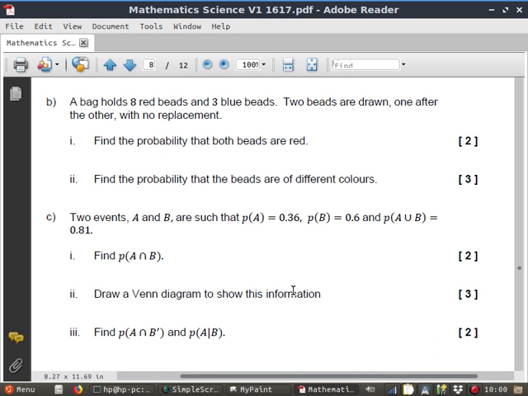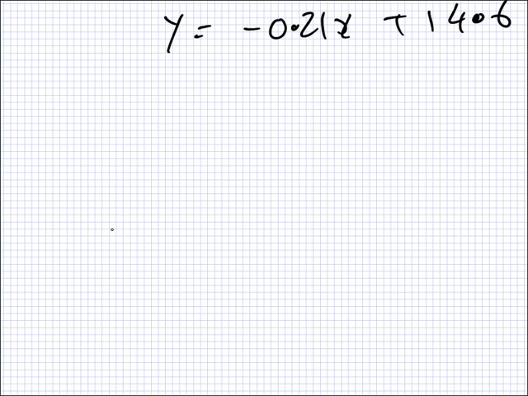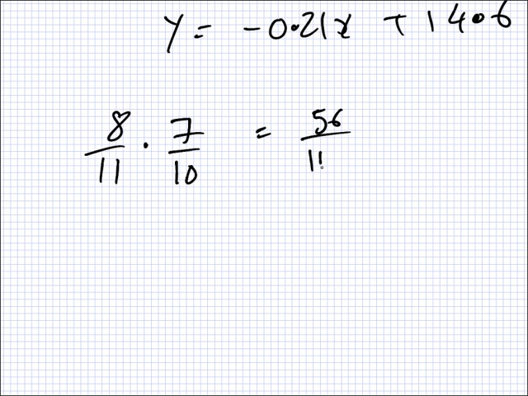A bag holds 8 red and 3 blue. 2 are taken out. What's the probability that both are red? Easy peasy. So what is it? 8 over 11 and 7 over 10. 56 over 110, but you can simplify that. That's a 4, that's a 5. 28 over 55. Okay.